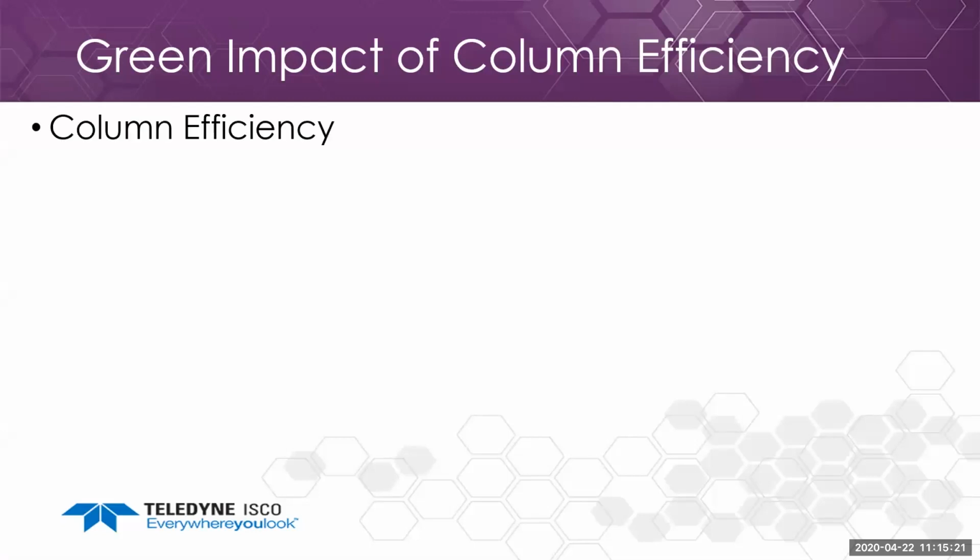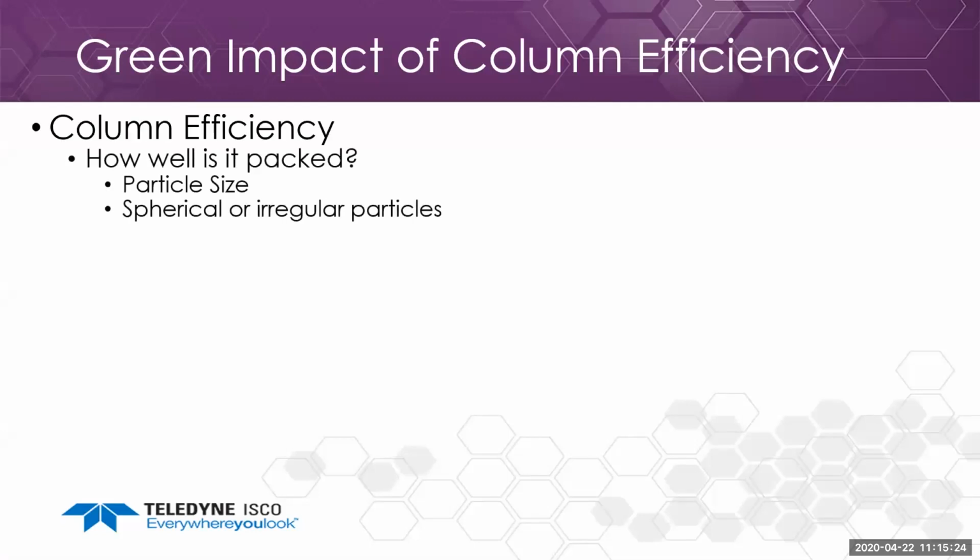And so the green impact of column efficiency. So column efficiency basically is going to be affected by how well the column's packed, particle size. So smaller particle size is going to be more efficient column. Particle shape, spherical versus irregular particles. So spherical particles are going to pack better. This isn't really a question for prep HPLC columns because you're using smaller particles already. They're going to be using a higher grade media. But for flash, this is an important choice.